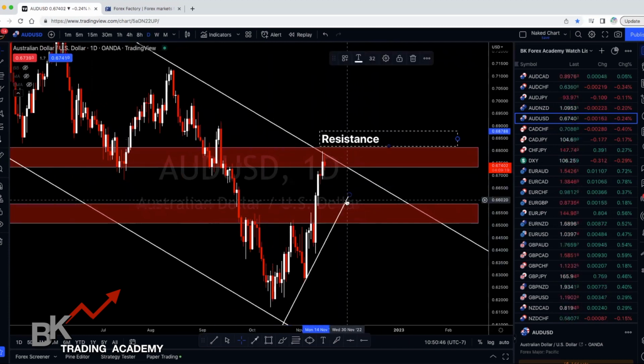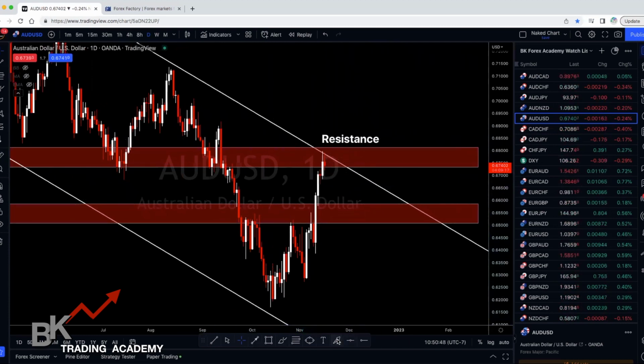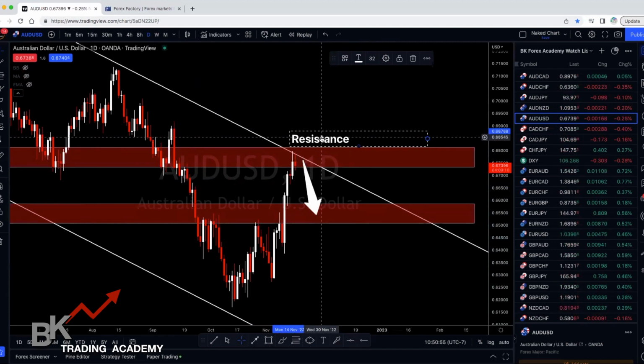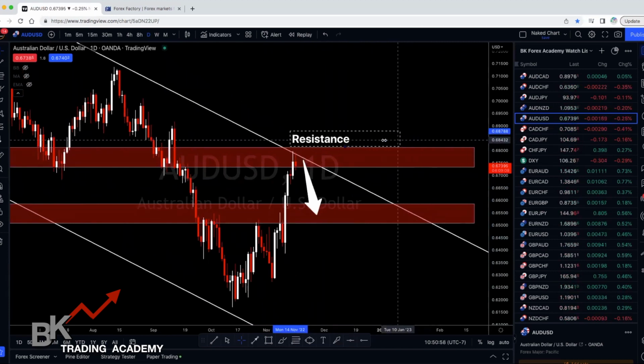So that is my prediction on AUDUSD, short overall from resistance, and this is the target. Once you are about 30 to 40 pips in profit, you can trail your stop loss for a risk-free trade.